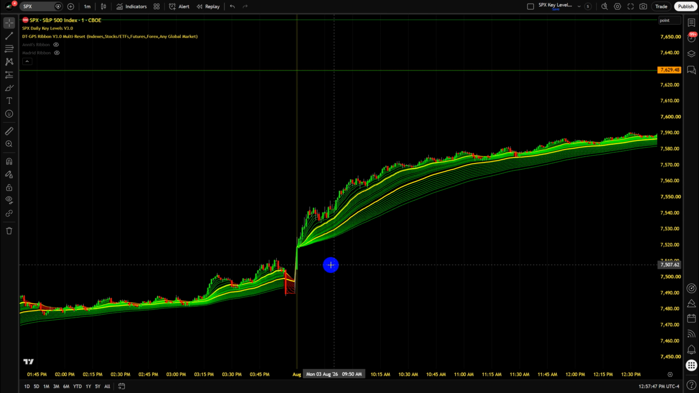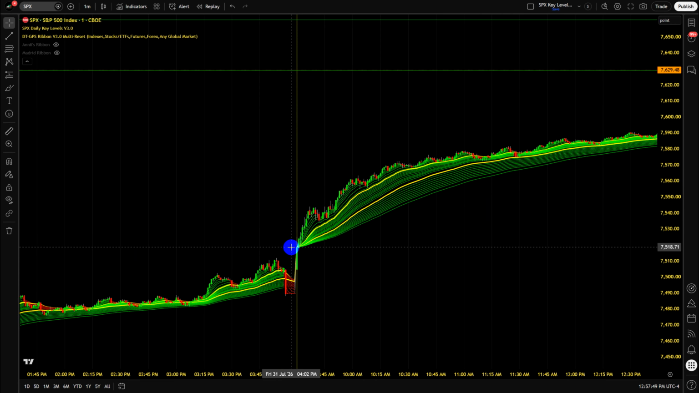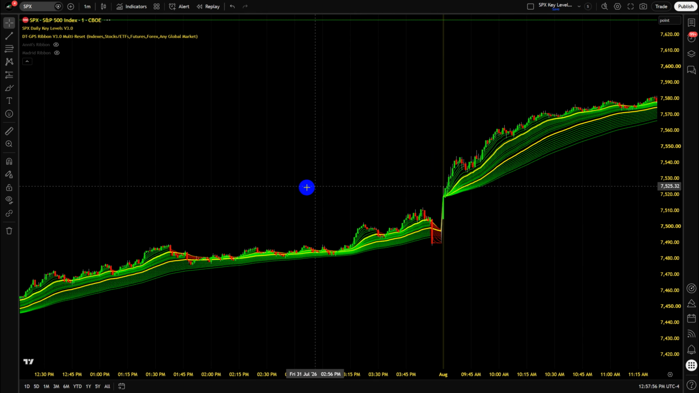Same thing here in this session. This is a gap up. We have the reset on. And as you can see, there's strong momentum right off the bat, validating this gap up.